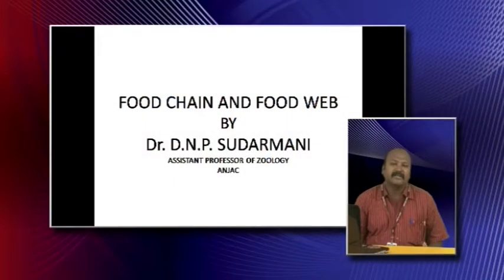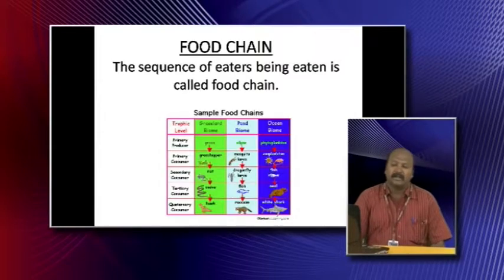Today we are going to discuss food chain and food web. But what is a food chain? The sequence of eaters being eaten is called a food chain. Here there are some samples of food chains displayed on trophic levels, then grassland biome, pond biome, and ocean biome. That is, three types of food chains have been placed here for your view.